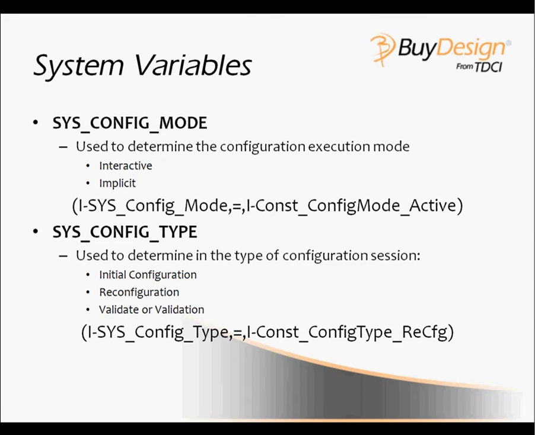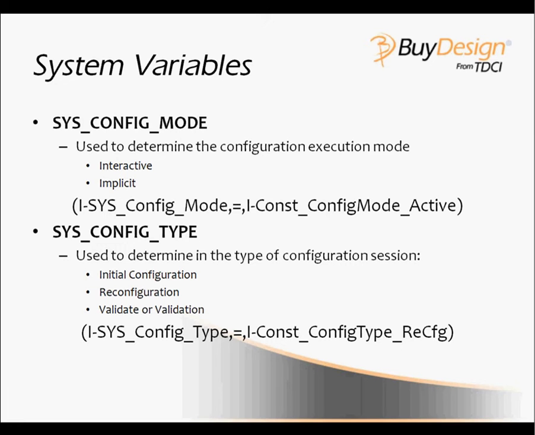All right, the next two are our system config mode and system config type. The system config mode is going to let me know the execution mode of the ByDesign configurator. We have two execution modes, interactive and implicit. An interactive configuration is one where I'm going to see the questions and I'm going to answer them. Click continue, it'll bring up the next question, I'll answer that, move to the next one.